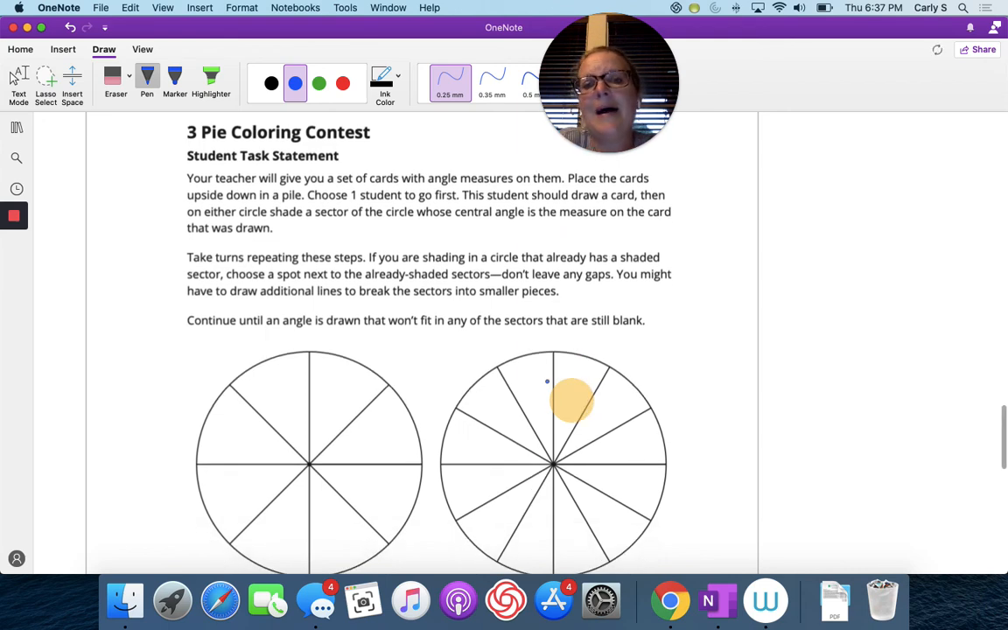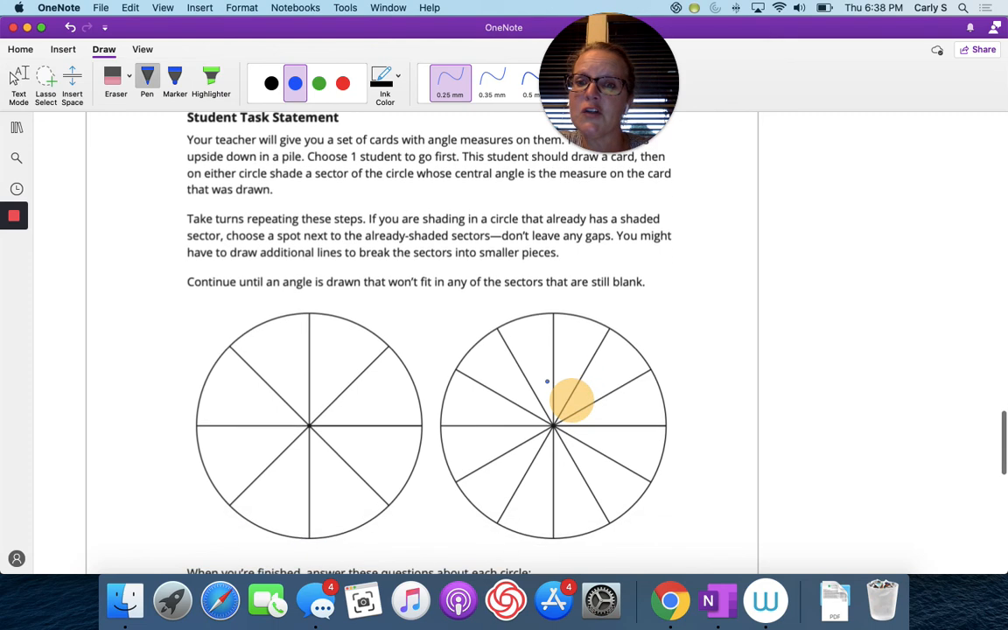All right, pie coloring contest. Your teacher will give you a set of cards with angle measures on them. Place the cards upside down in a pile. Choose one student to go first. The student should draw a card. Then on either circle, shade a sector of the circle whose central angle is the measure on the card that was drawn. Take turns repeating the steps.